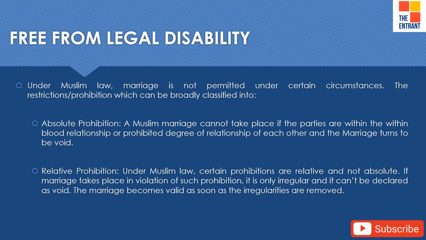Relative prohibition, on the other hand, under Muslim law, certain prohibitions are relative and are not absolute. If the marriage takes place in violation of such a prohibition, it is considered to be irregular and cannot be declared as void. The marriage becomes valid as soon as the irregularities are removed.